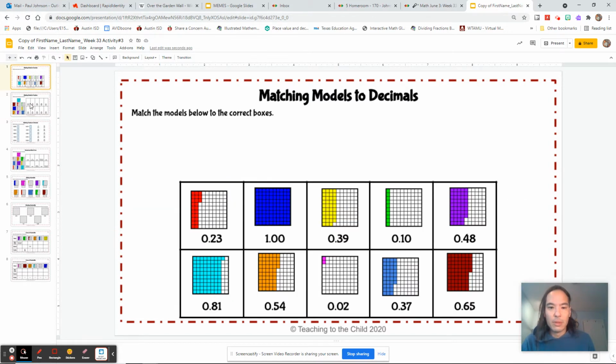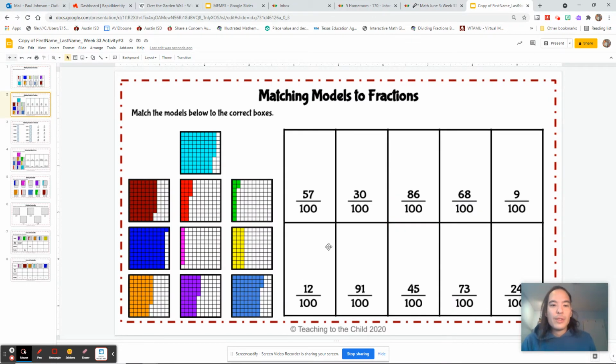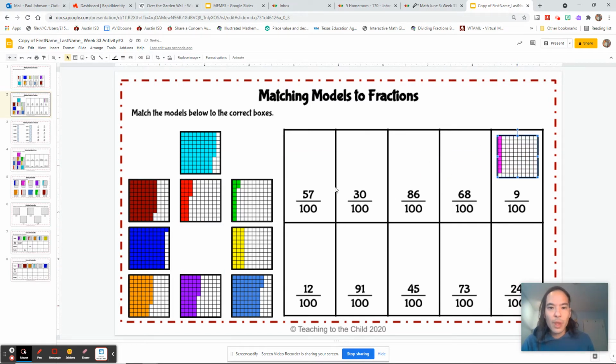So, did they use the same numbers? No, they did not. So, 57 hundredths, 30 hundredths, 86 hundredths. We're just looking for the same exact thing. So, if I'm looking at 9 hundredths, here's one that doesn't even have a full tenth. 57 hundredths. I'm looking for 1, 2, 3, 4, 5. Let's see, 1, 2, 3, 4, 5, and then 7. There we go. So all you're really doing is counting.